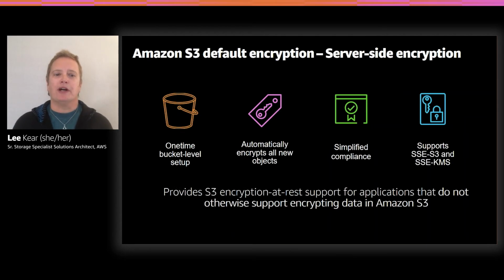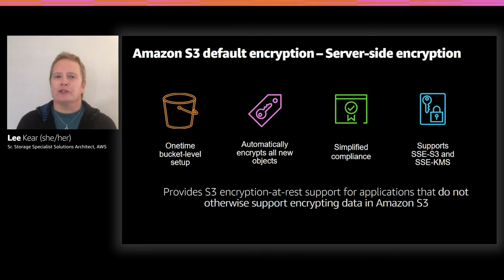So S3 provides default server-side encryption at the bucket level. You set it up in your bucket one time, and then all new objects will be encrypted. Now, if there is a request that comes into your bucket that specifies the encryption to be used, then that request will be honored. But if there is no encryption in the request, then we will automatically use whatever you've configured, either SSE-S3 or SSE-KMS.